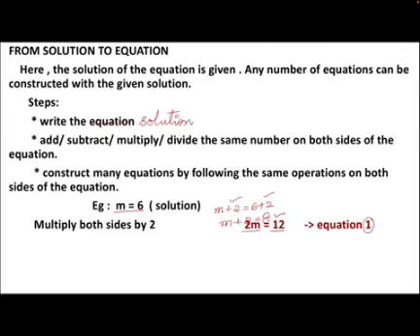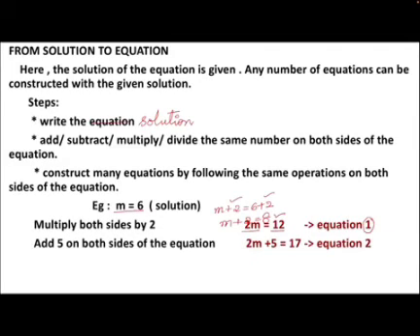To this, I can add some number on both sides and get one more equation. Add 5 on both sides of the equation. What have we done? 2m plus 5 equals 12 plus 5, 17. This is equation 2. You understood what we have done? From one solution, we can keep on making as many equations as possible.